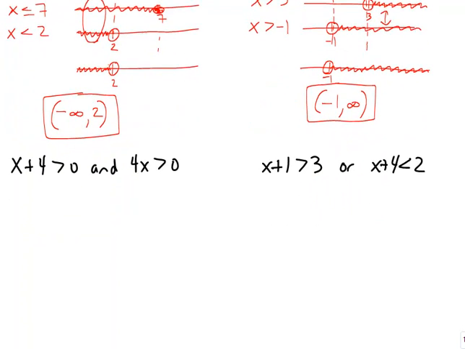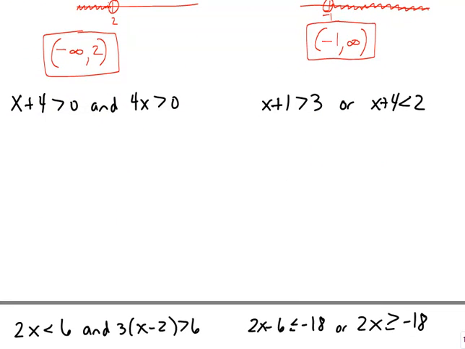The next couple of examples are the same kinds of problems. However, you have to do a little bit of simplifying first before you can graph. In other words, x plus 4 greater than 0, that's not solved for x yet. So the first thing we're going to need to do is subtract 4, and then we get x is greater than -4. For the second inequality, this isn't solved for x either.